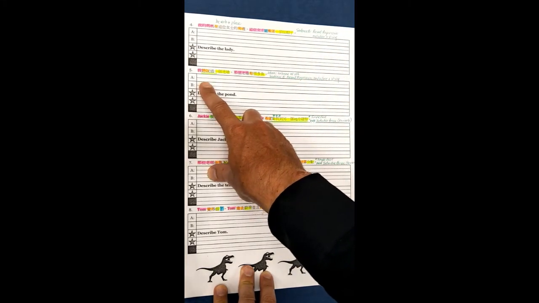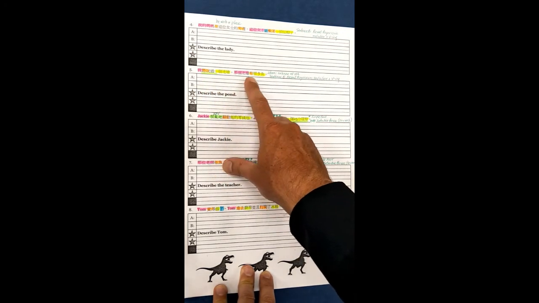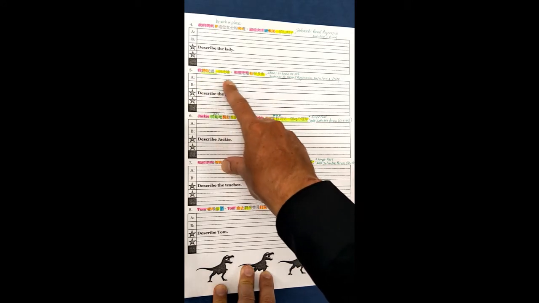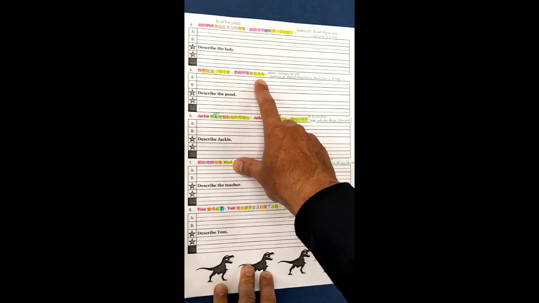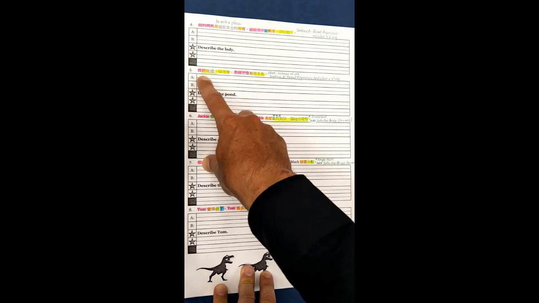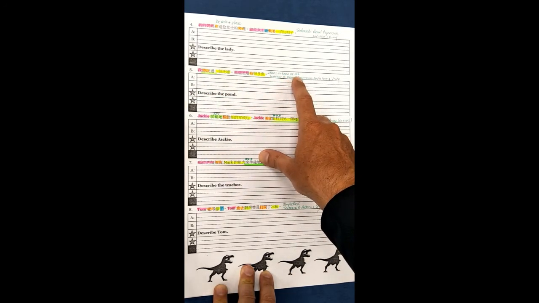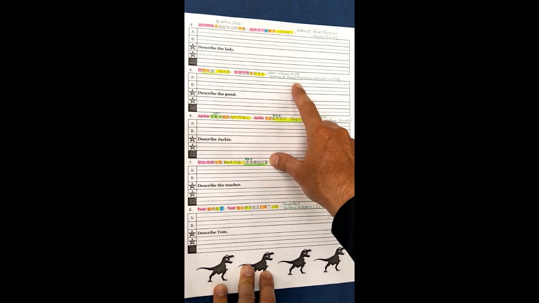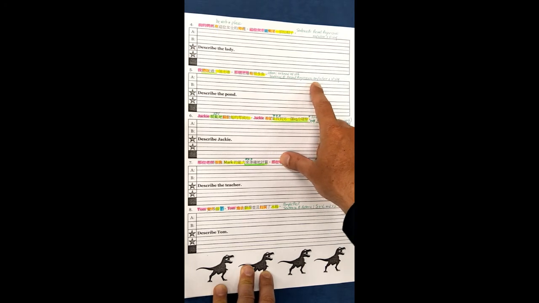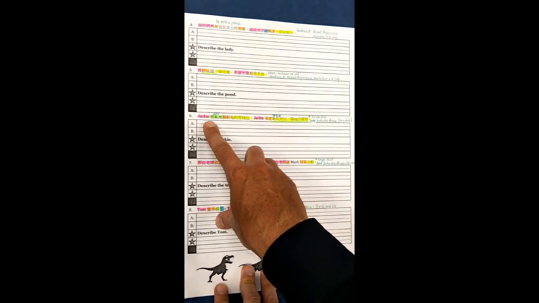Present progressive. Am, is, are plus verb ing. Number 5. Take out your orange. Color the verb. Pink for the subject. Yellow for the object. Now this is an idiom. To know of something. All right, now sentence B is also present progressive. Am, is, are plus verb ing.